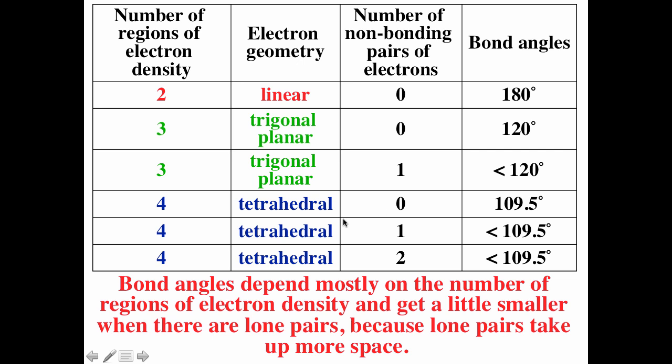For tetrahedral, if you have no non-bonding pairs of electrons on the center atom, you have tetrahedral molecular shape. You'd have bond angles of 109.5. If you have one non-bonding pair of electrons on the center atom, it's going to be less than 109.5. Or if you have 2, it's going to be less than 109.5.